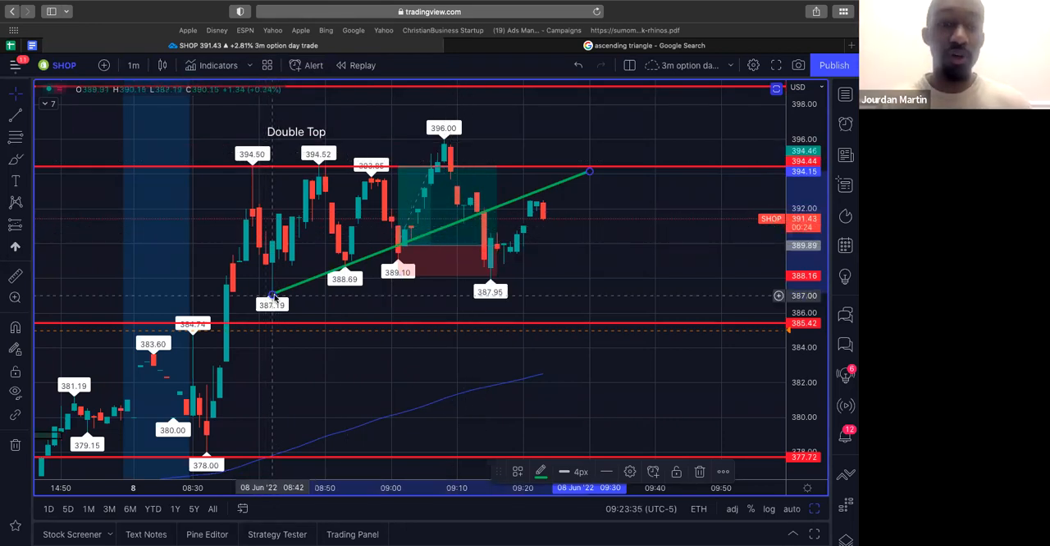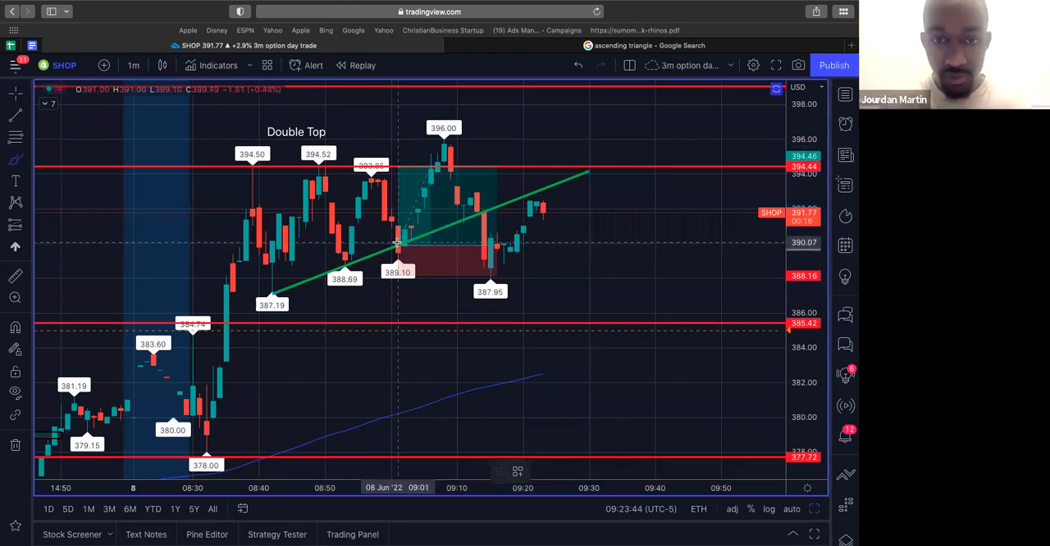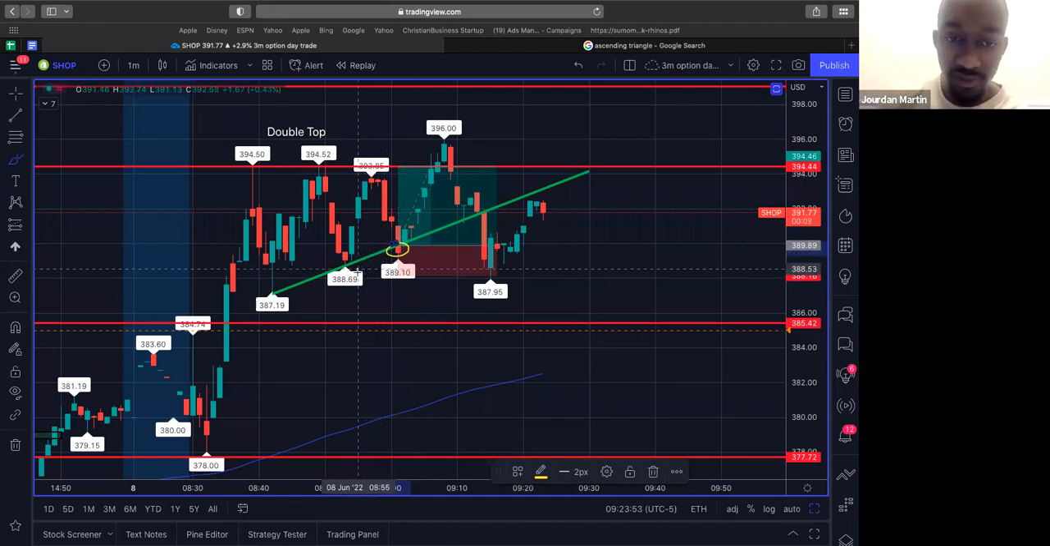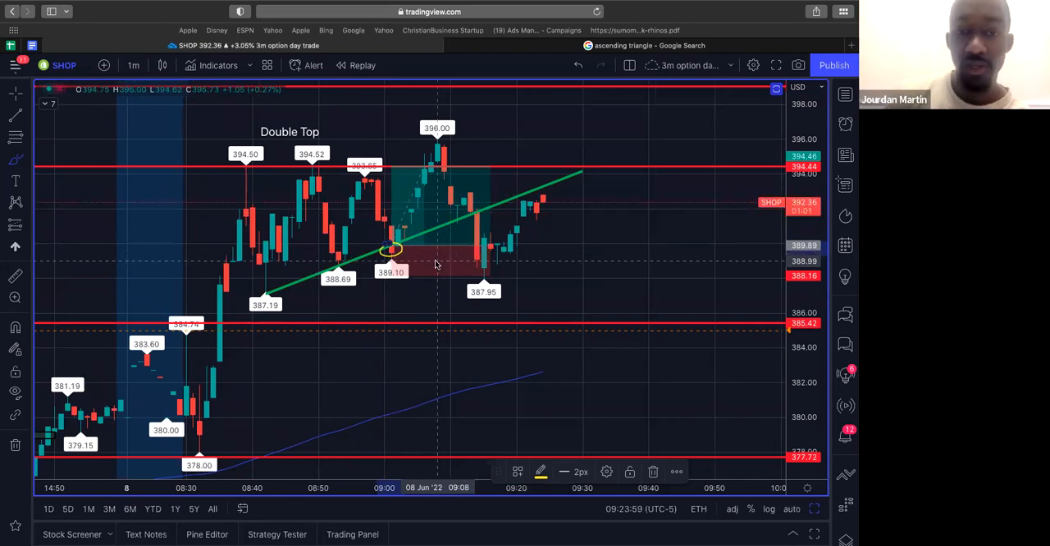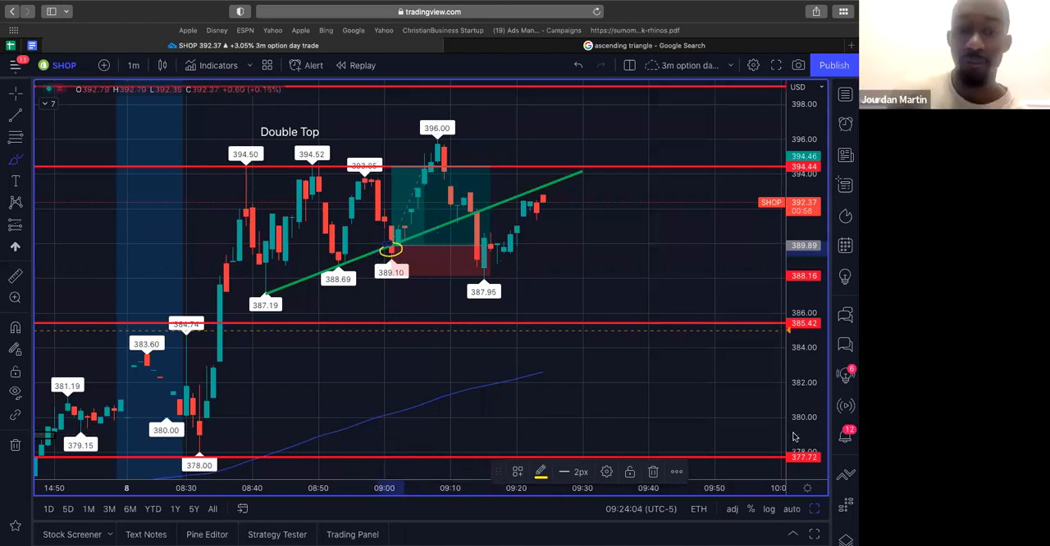Or failed to continue. So my entry was right here, right? And I'm going to put a little circle there. So I entered right here. It came and retested that, but that candle fully broke through. But because I set my stop right here, which you can see on this red, I was fine with that. I was risking $1, right? So if the stock moves down $1, I was automatically going to be out. And the stock had the room to go $4, right? That was my profit target up here, which it hit.